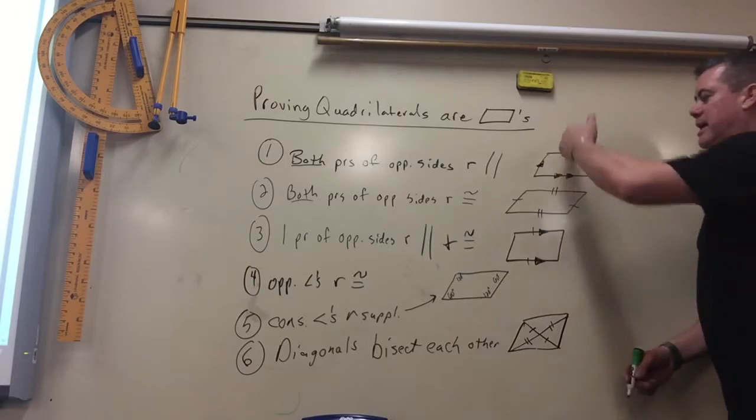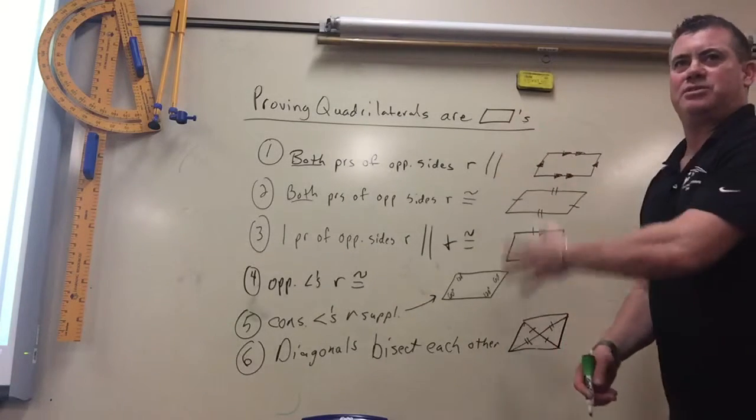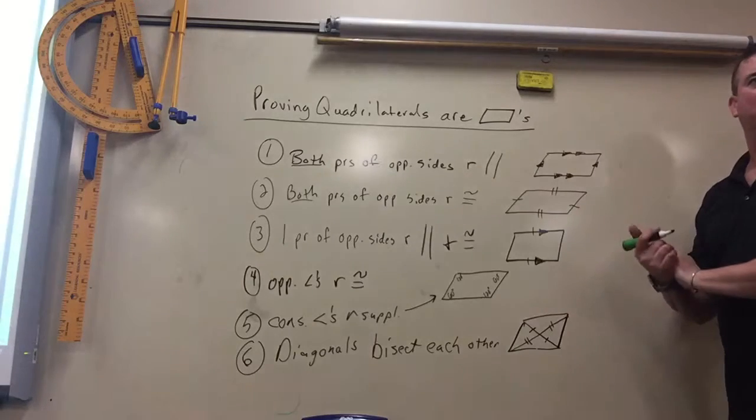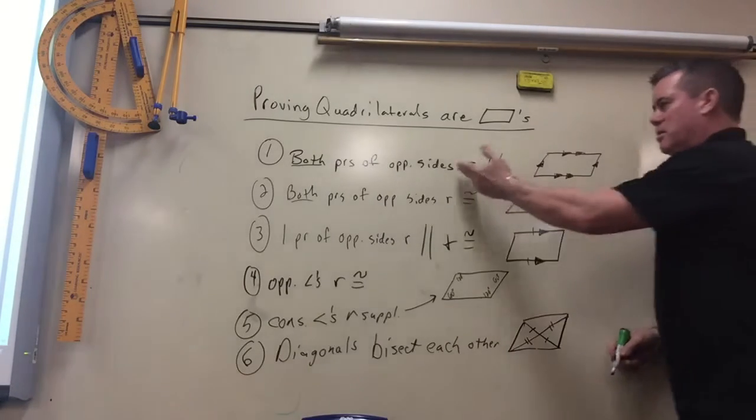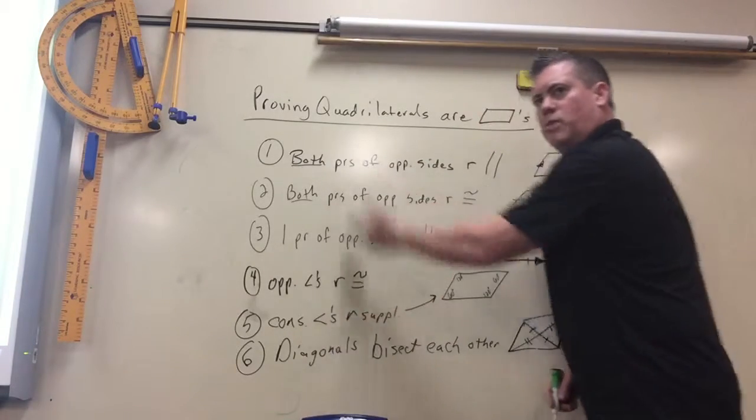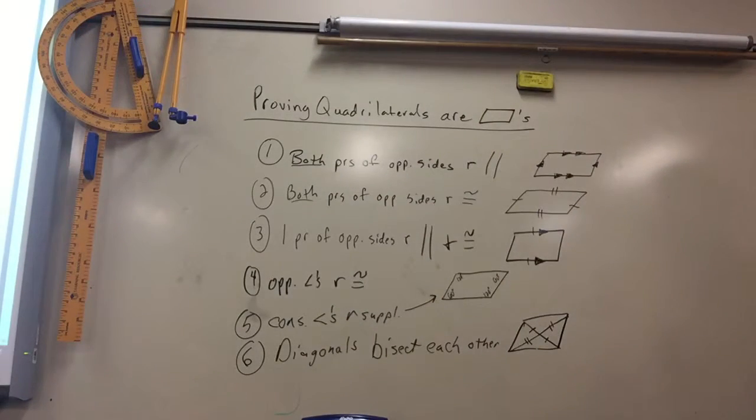So, if one of these 6 things is true, it is a parallelogram. And again, just like before when it says describe why it is, the description is one of these, just like when we did the parallel lines.